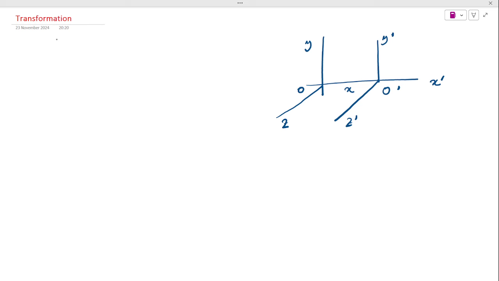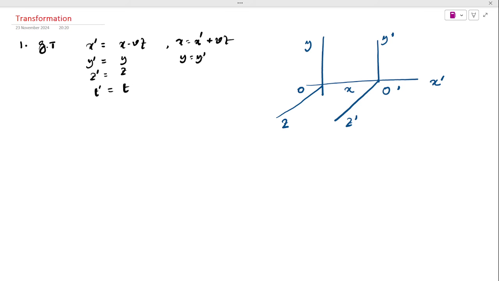So the transformation is basically the Galilean transformation: x dashed equals x minus vt, reverse transformation x equal to x dashed plus vt. So y dashed is equal to y unchanged, z dashed equal to z, t dashed equal to t, and here y equal to y dashed, inverse transformation z equal to z dashed, t equal to t dashed.